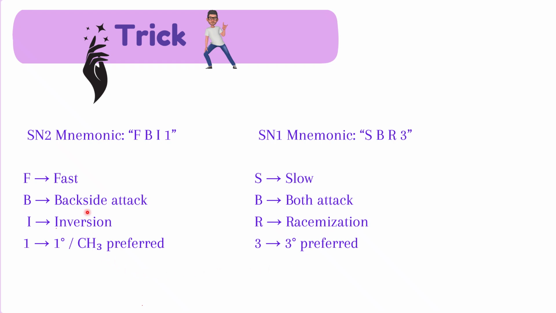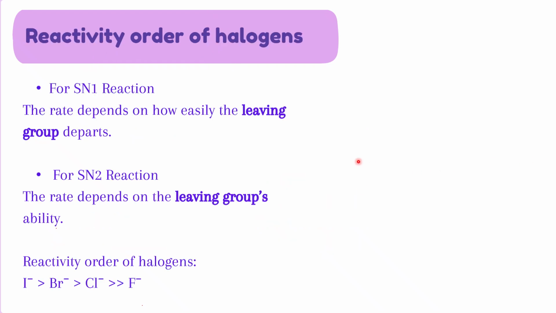So this is the easiest trick with which you will be able to remember all the most important points which are required in order to explain SN1 and SN2 reaction along with its mechanism. Now the next topic is the reactivity order of halogen. So now here the question arises, which halogens will react easily, or which halogens will easily undergo SN1 or SN2 reaction?